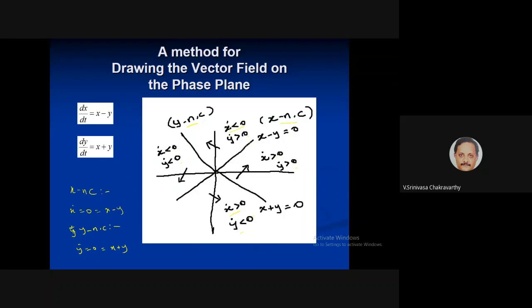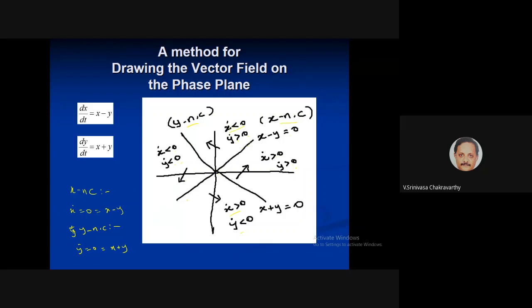So without doing any detailed computations, but just by simple approximate arguments, you are able to find out the flow pattern over the entire vector field in the two dimensions. What is the flow pattern like? If I look at this quadrant on the top, x dot is negative, y dot is positive. That means the arrow is turned to the left, x dot is negative. Arrow is turned upward slightly, y dot is positive. Similarly, if you go to the left sector, x dot is negative, y dot is negative. That means the arrow is turned to the left because x dot is negative. Arrow is turned downwards because y dot is negative.